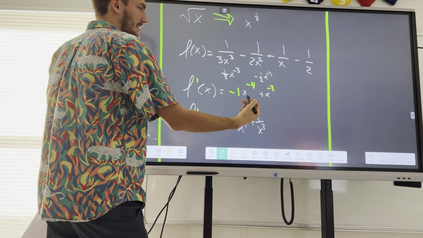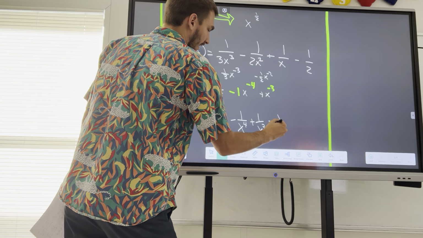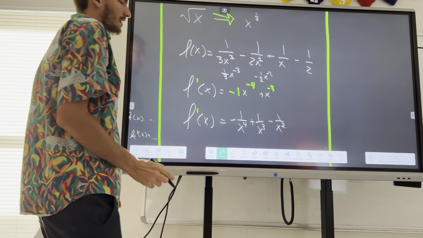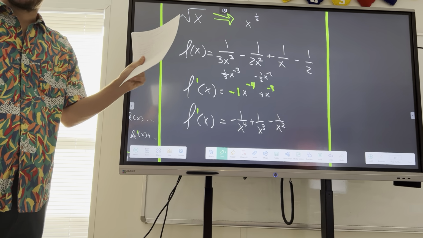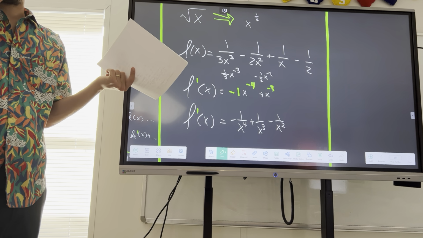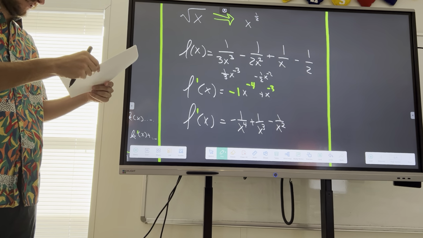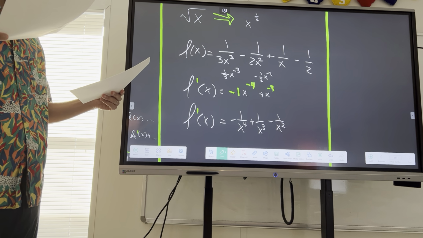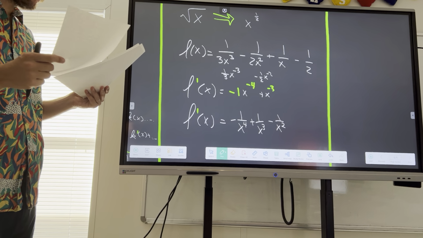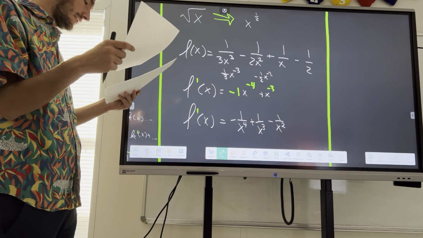And you can probably see the pattern down here. We should have -1 over x squared. And then what happens with that 1/2? Gone forever. It's just a constant. It doesn't have the protection it needs to survive the apocalypse. Okay with that? Okay.